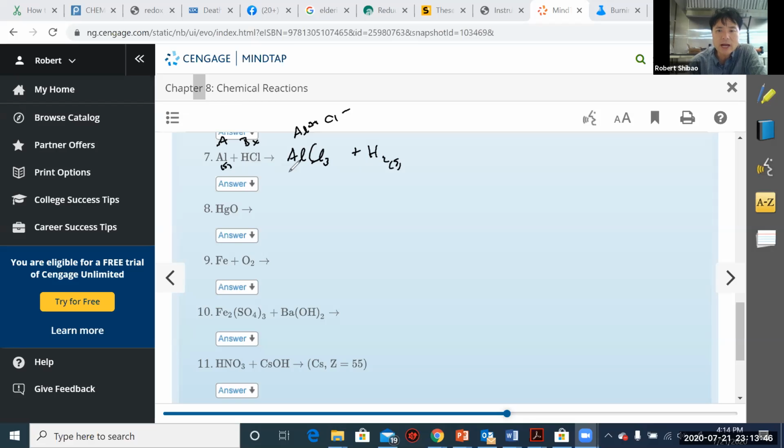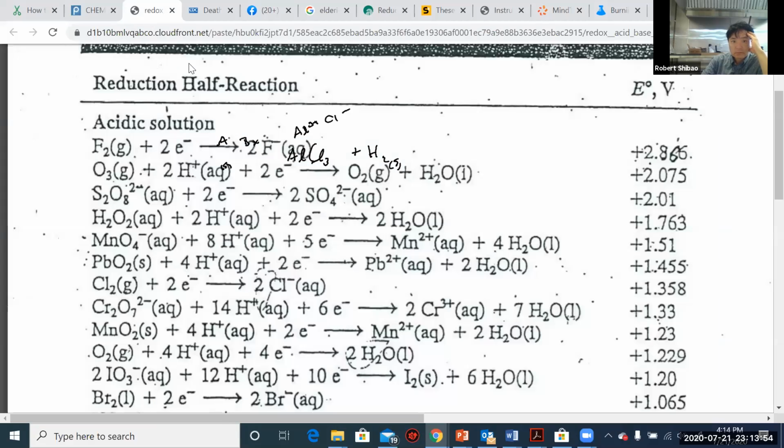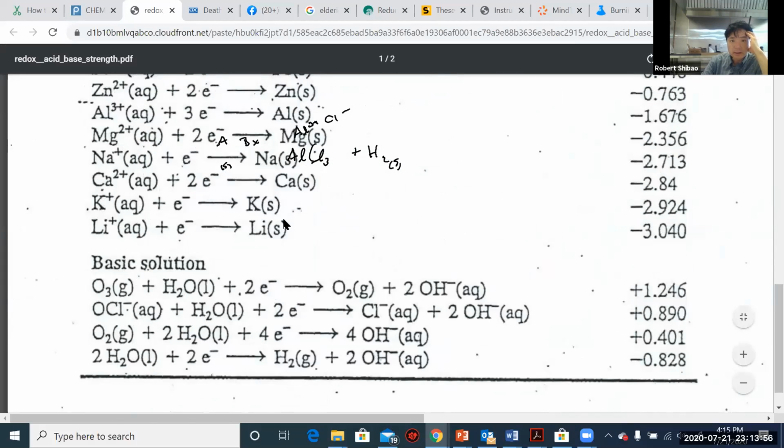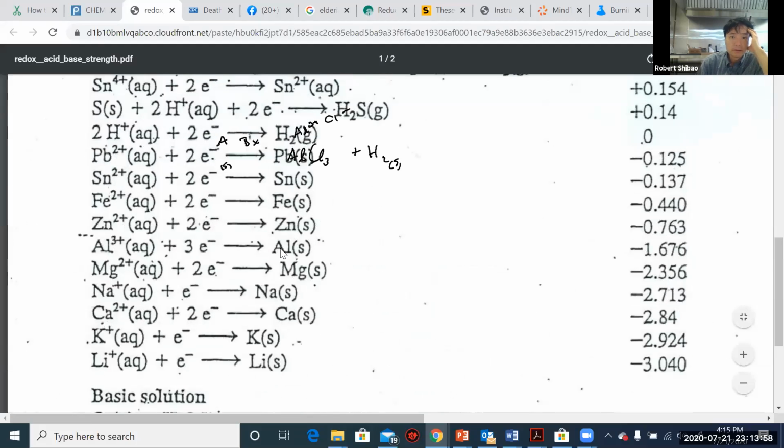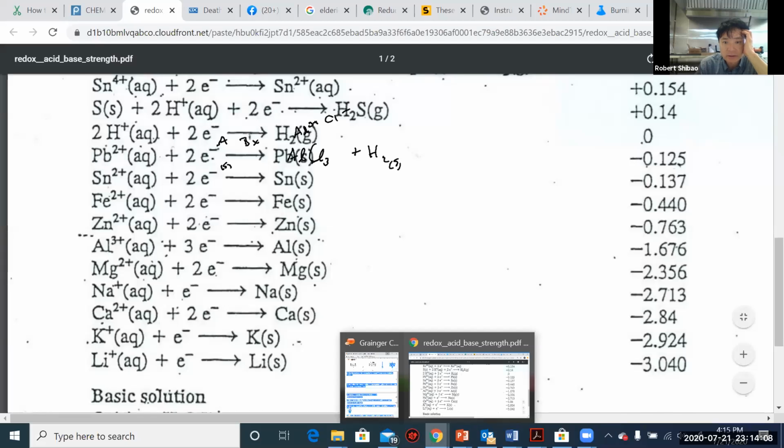Which one is more active? That one I'd have to look at the chart because I gotta see. Well, here's aluminum right here, and then hydrogen gas is up here. So aluminum is more active than hydrogen gas. Hydrogen gas is less active.